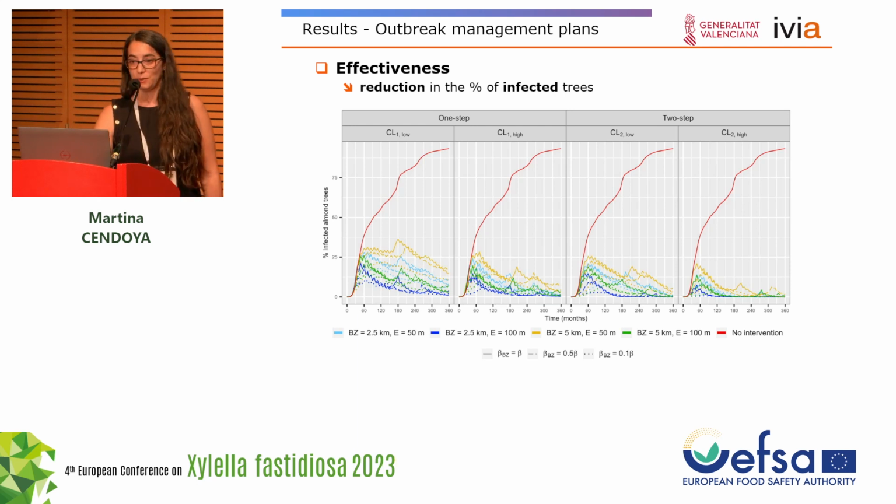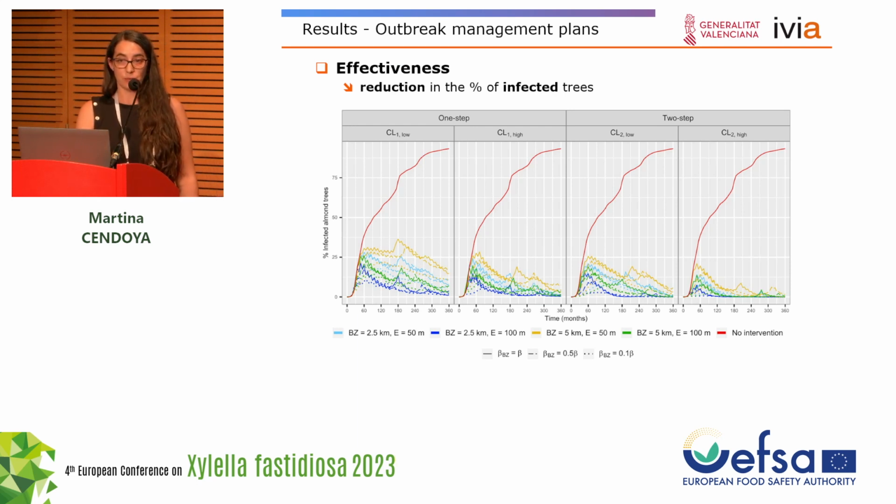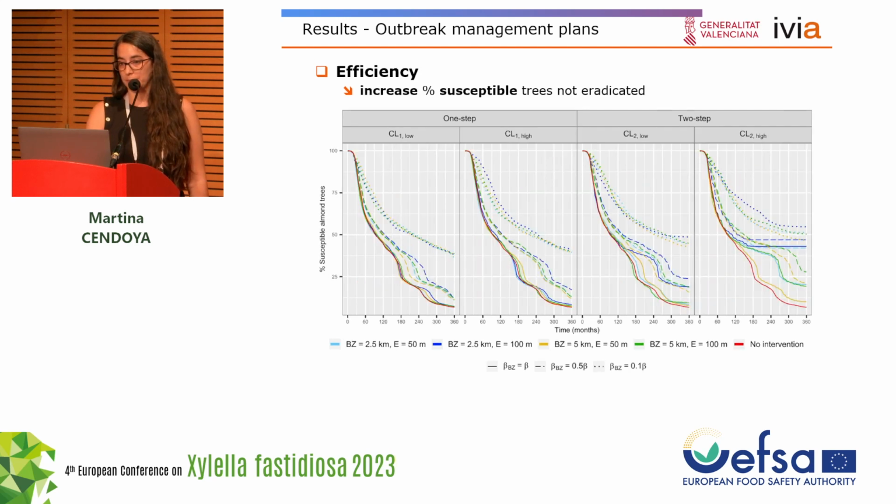As a result of these combinations, in terms of effectiveness, which we measure as the reduction in the percentage of infected trees, in this first box we have the combinations with the 1-step approach, and in the second box the combinations with the 2-step approach. The red line is the baseline scenario without interventions. All management plans are effective in reducing the infected trees, but with the 2-step approach we have better results, and also with a high confidence level for the two surveillance approaches.